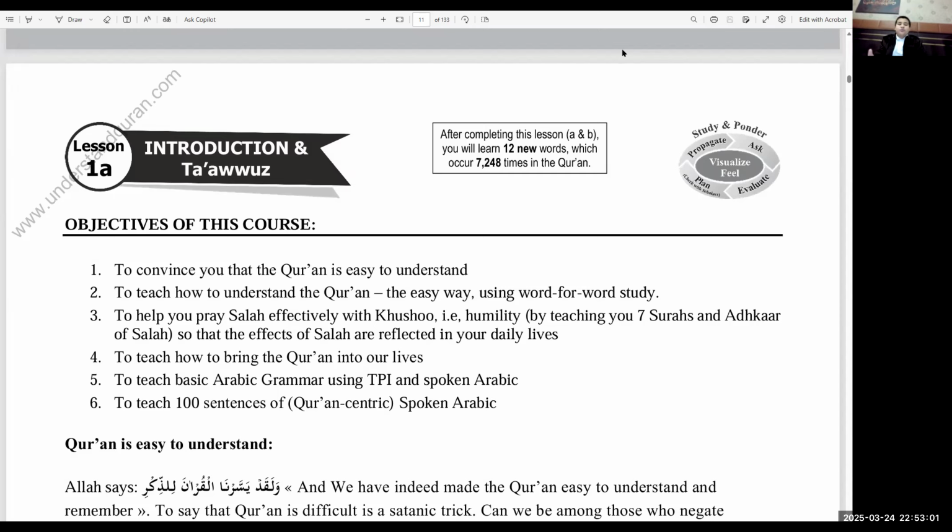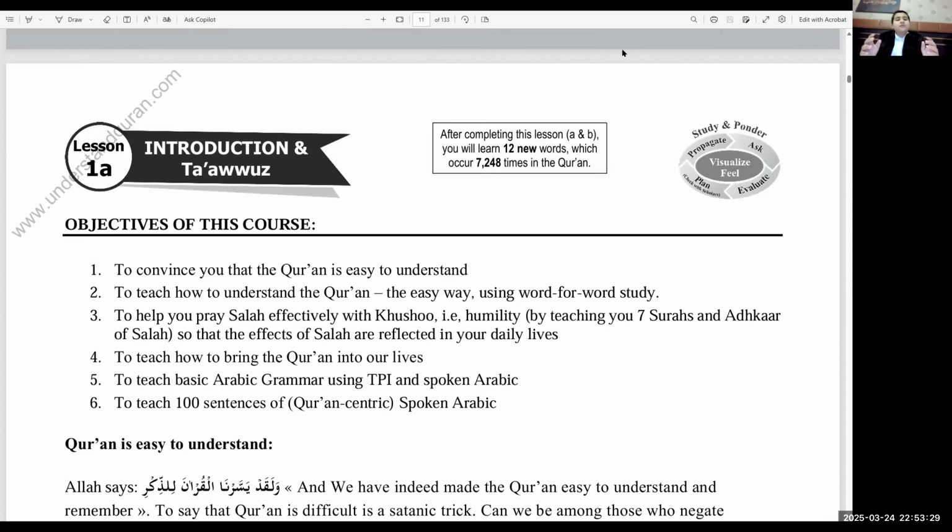Introduction and ta'wuz. Objectives of discourse. To convince you that the Quran is easy to understand. To teach how to understand the Quran the easy way, using word for word study. To help you pray Salah effectively with khushu', humility, by teaching you 7 surahs and adhkar of Salah, so that the effects of Salah are reflected in your daily lives.